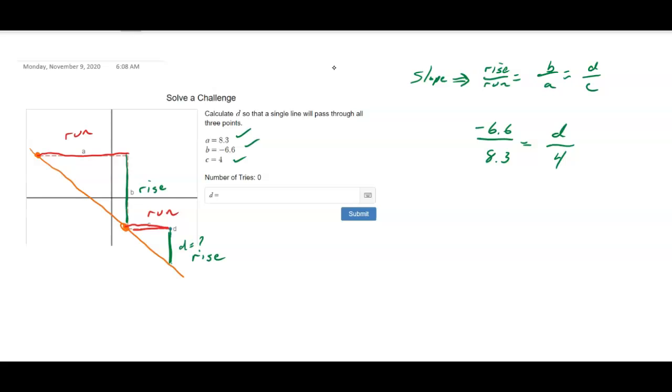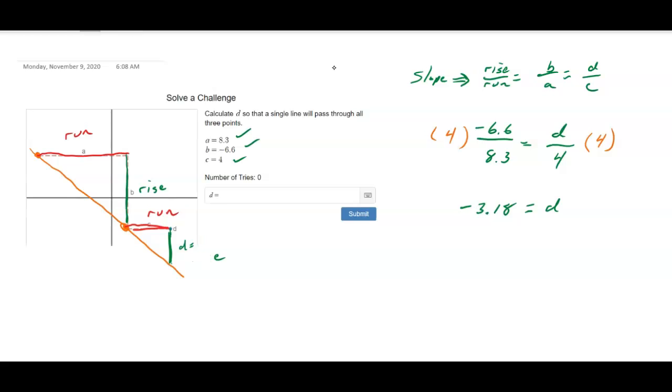There's a couple different ways you can solve this equation for D. I think algebraically the easiest way to do this, if I'm trying to get D by itself, is to simply multiply both sides of the equation by 4. So when I solve this, I get D equals negative 6.6 divided by 8.3, which gives me some ugly decimal, and then I'm going to multiply that by 4. You could do this on your calculator as well, just to make sure that you're getting the same answer. I am, and I'm getting negative 3.18. All right, that's going to be my D.